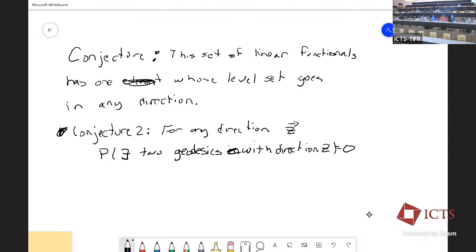Chris, there is a question in chat from Ken. Oh. So Ken asks about the limits of this conjecture.